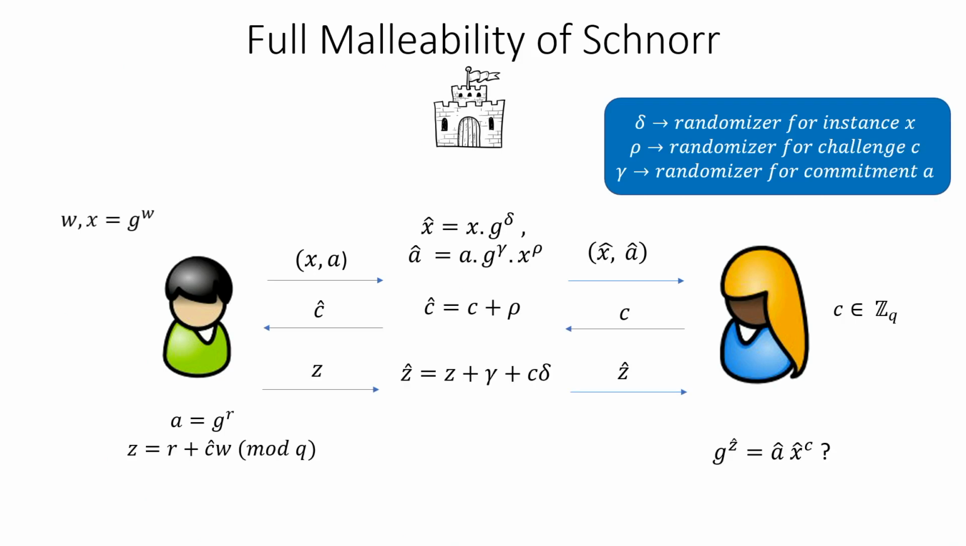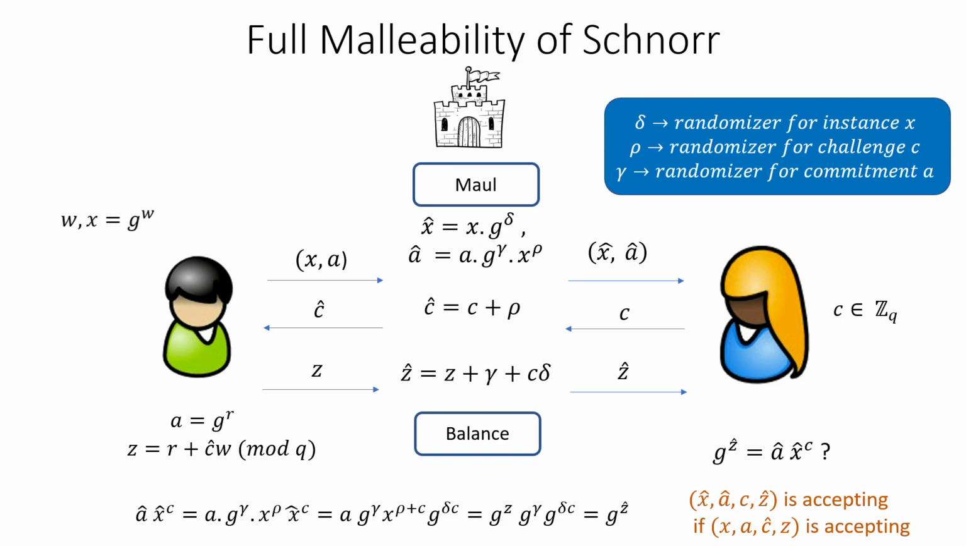I'm running out of time, but hopefully it's clear that with this re-randomization, if the original transcript was accepting, that is, if X, A, C hat, and Z was an accepting transcript for proof of discrete log, then after re-randomization, we still have an accepting transcript. So full malleability says that it admits algorithms Sim and Bal, such that when they're applied on the messages of the prover, we obtain an accepting transcript, and this is also exfiltration resistant.